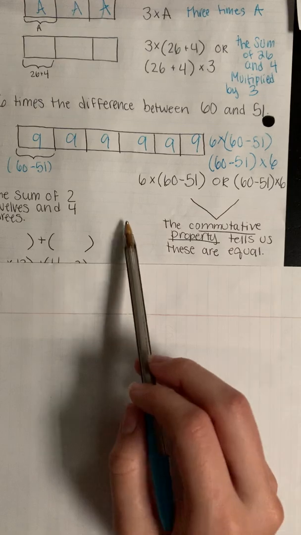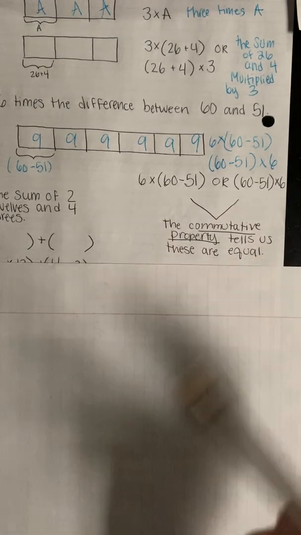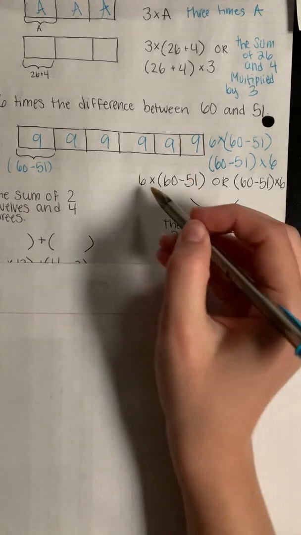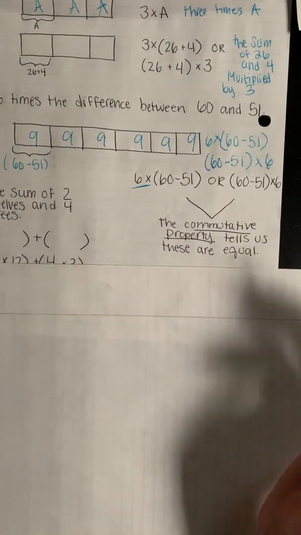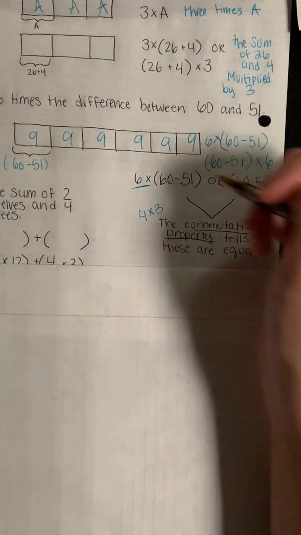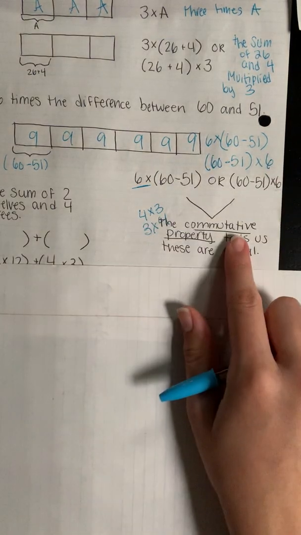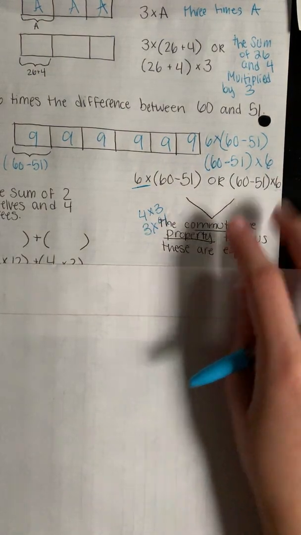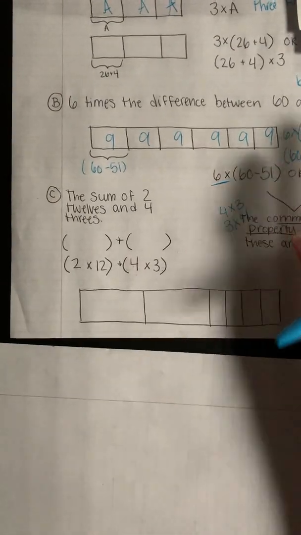The commutative property tells us that when we multiply, it doesn't matter which order we're multiplying in. That's why you could put your 6 here or here. Just like it doesn't matter if you do 4 times 3 or 3 times 4, you're still getting the same answer. So that property is called the commutative property. And then let's do one more tape diagram example.